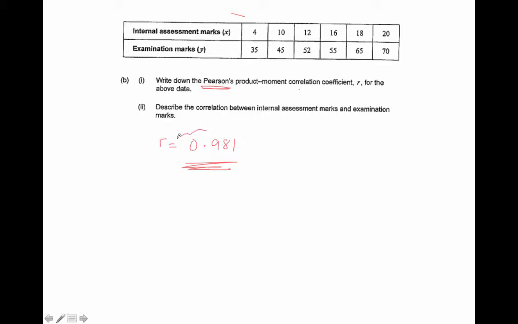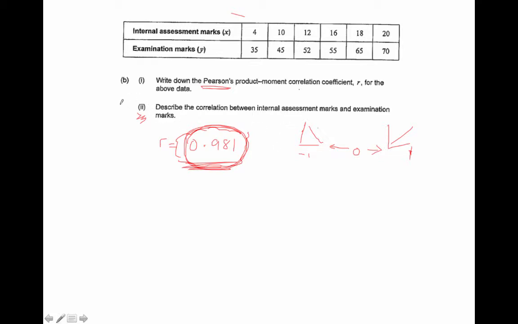What does this tell us about the correlation? Part B, describe the correlation. Well, we said that if the R value was 0, then there's no correlation. If the R value is -1, then there's a perfect negative correlation. And if the R value is +1, then there's a perfect positive. And anywhere in between, the strength of the correlation varies. So here, we can see that this is very, very, very close to +1. So this means that there's a very strong positive correlation.